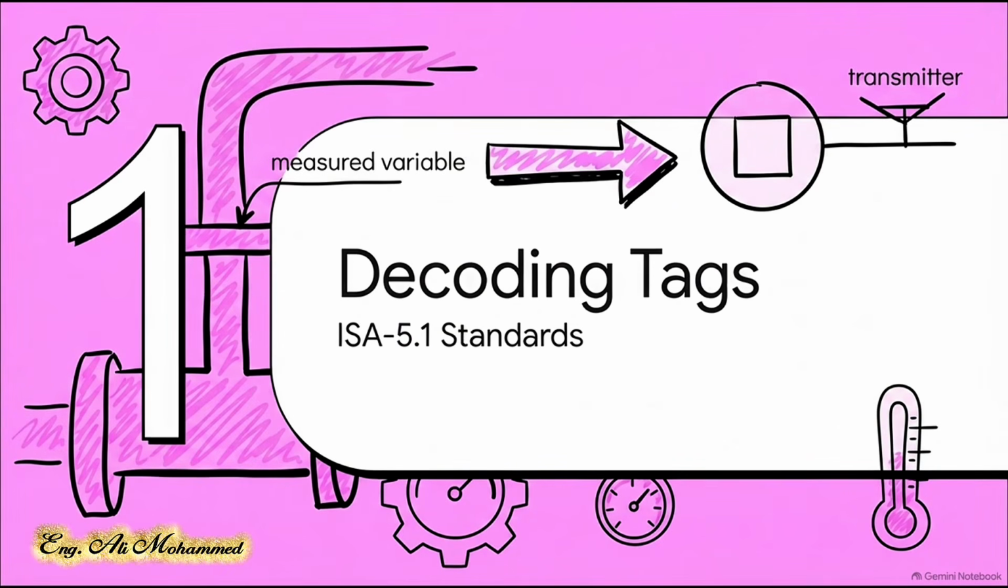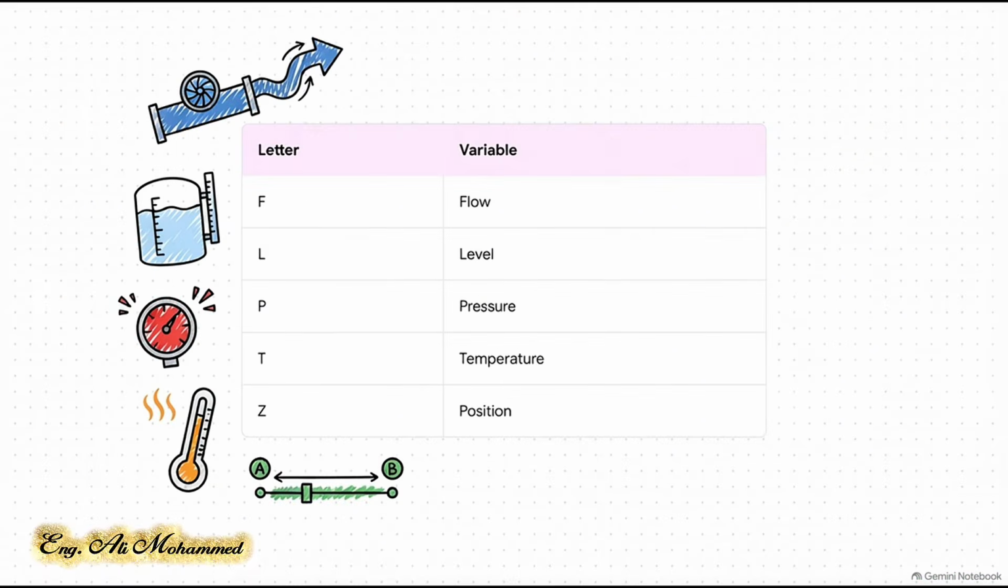Section 1. Decoding ISA 5.1 instrument tags. Okay, before we get our hands dirty with the physical devices, we absolutely need the key to the code. The standard relies on a really strict required reading order. You look at the measured variable first, and then the function of the instrument. So the very first letter of any instrument tag always identifies the initiating process variable in the loop. This tells you exactly what physical property you're actually measuring. F is for flow, P for pressure, T for temperature, L for level, and Z for position or dimension. The second your eyes hit that first letter, you know exactly what physical realm you're dealing with.